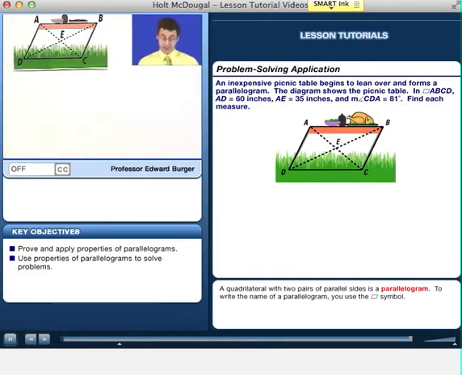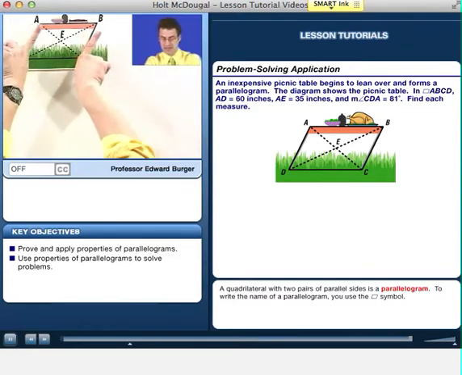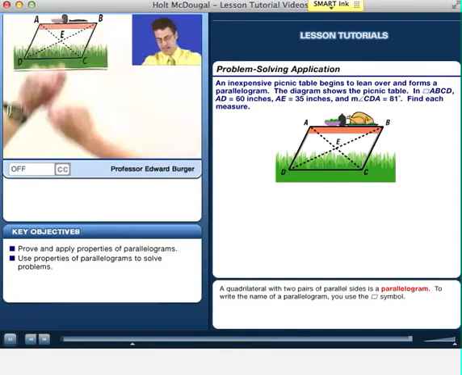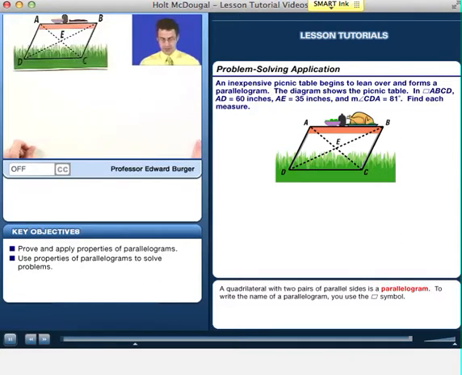Anyway, this is what the picnic table looked like, and you can see that it's leaning and actually forms what we think of mathematically as a parallelogram. I like this image because when I think of a parallelogram, I think of it as a rectangle that's leaned a little bit. So just think of that image for a parallelogram.